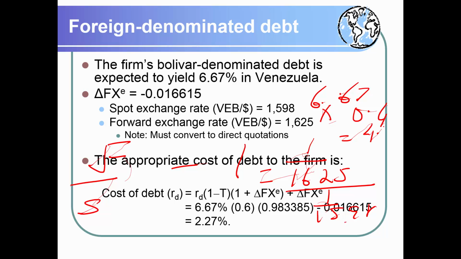So that could be around 4.02%. Now, because this company is a US company, it also gets some benefit because of the change in the exchange rate. So if you take out the 1.7%, the answer you get is 2.3%. So roughly that is the cost of debt.